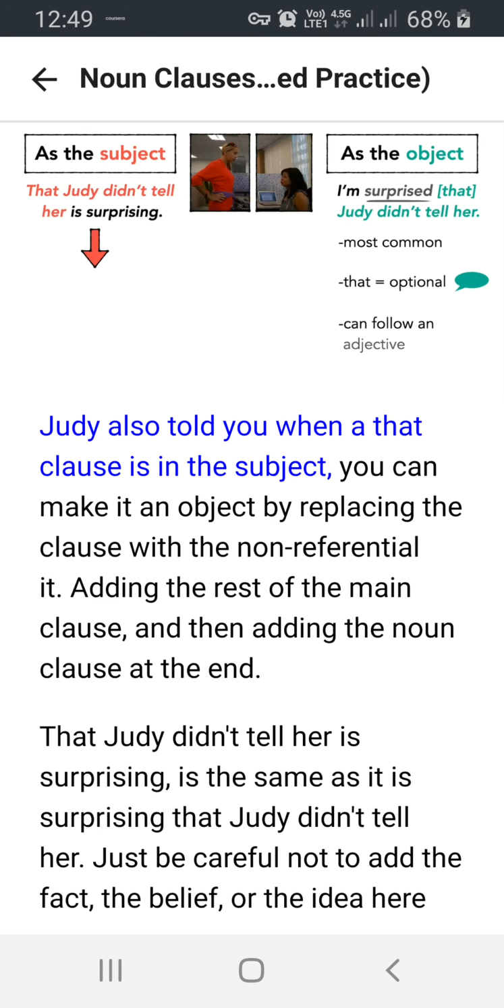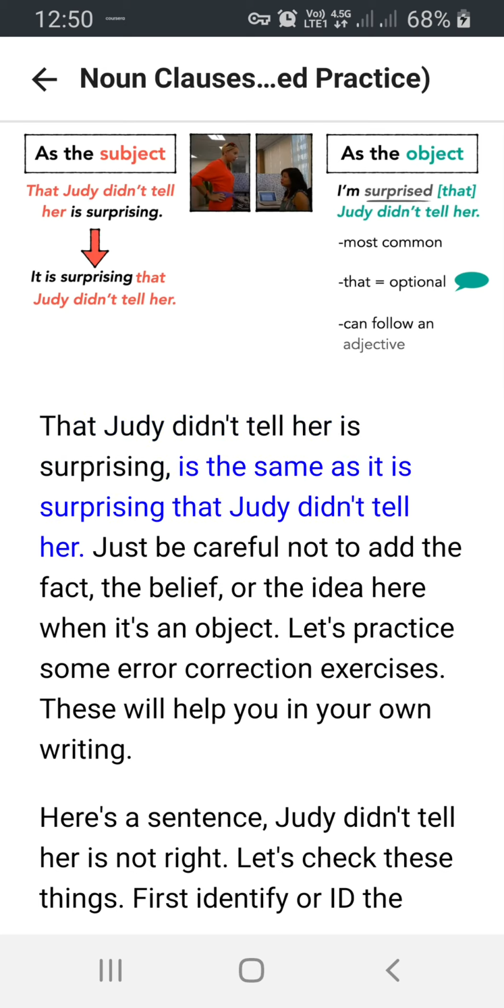Judy also told you when a that clause is in the subject, you can make it an object by replacing the clause with the non-referential it, adding the rest of the main clause, and then adding the noun clause at the end. That Judy didn't tell her is surprising is the same as it is surprising that Judy didn't tell her. Just be careful not to add the fact, the belief, or the idea here when it's an object.